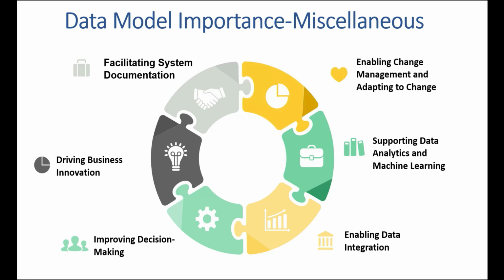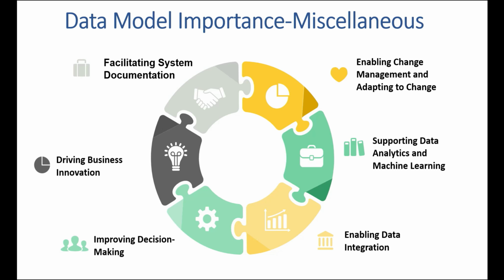So the last point we can discuss is enabling change management and adapting to change. As a business evolves over time and the requirements change, a data model provides a foundation for managing and implementing changes to the system. So there should always be openness to change in the design, right? That's a good design, right? Data models help identify the potential impact of changes on the data structure and support an effective change management process.